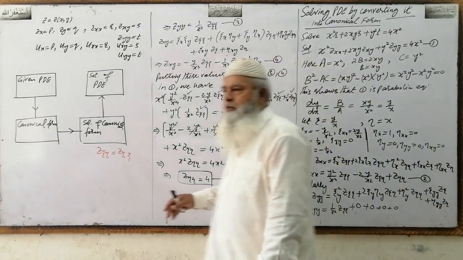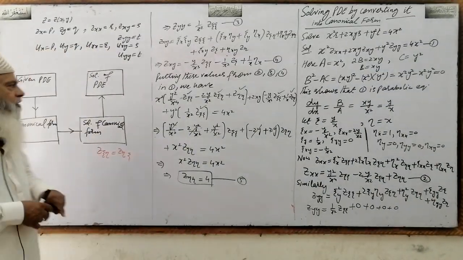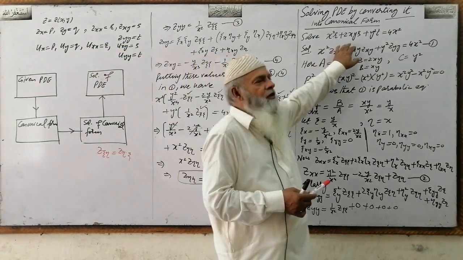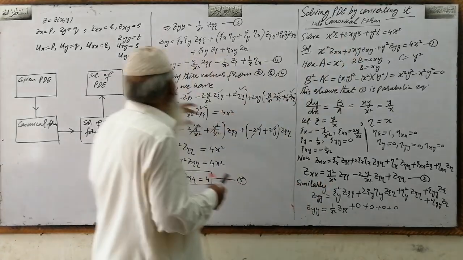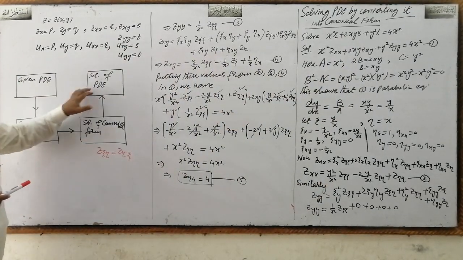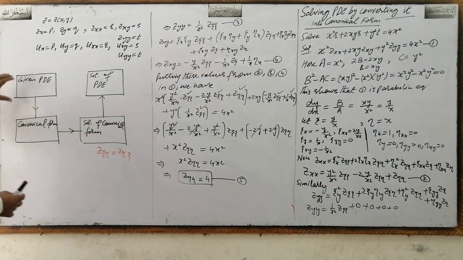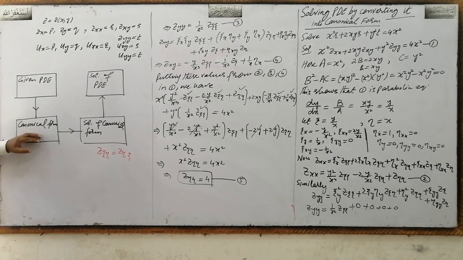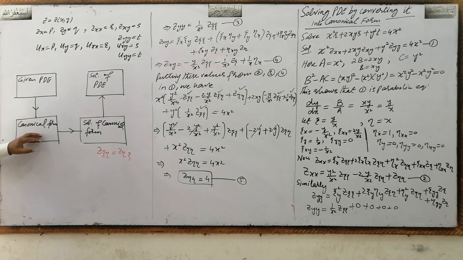Now what we have done so far, we have started from this box where this partial differential equation was given to you, and instead of solving this differential equation directly, we convert it into canonical form, and we are now here in this box. This is the canonical form of the original differential equation.